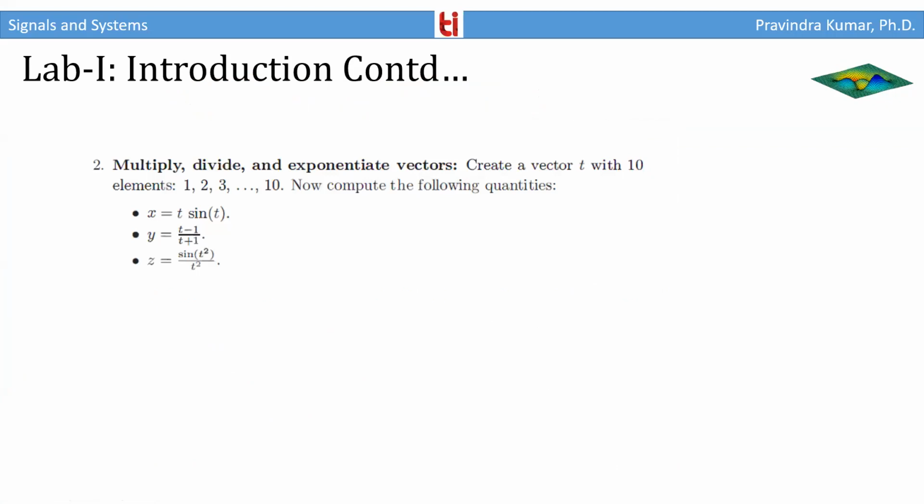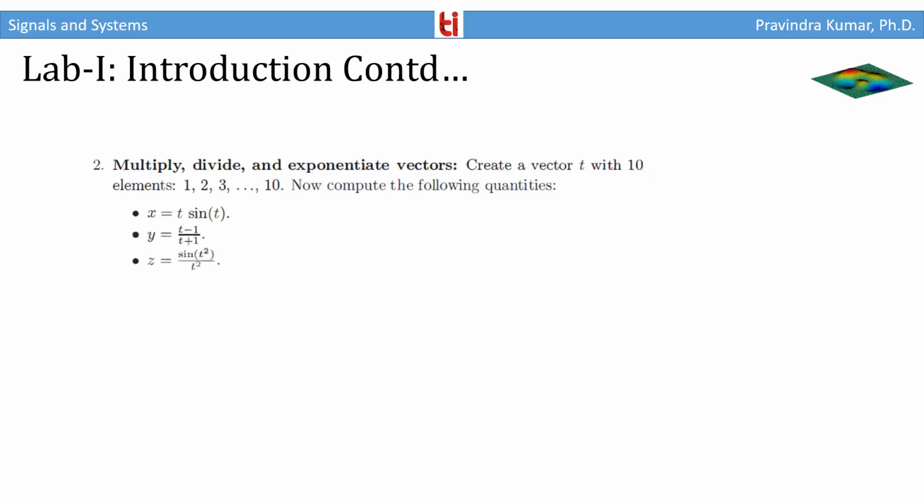Now multiply, divide, and exponentiate vectors. So if we create a vector t with 10 elements, first of all, you create a vector t of 10 elements, 1, 2, 3 to 10. You can easily create. Then x is equal to 2t sine t, y is equal to t minus 1 by t plus 1, and z is equal to sine t square by t square.